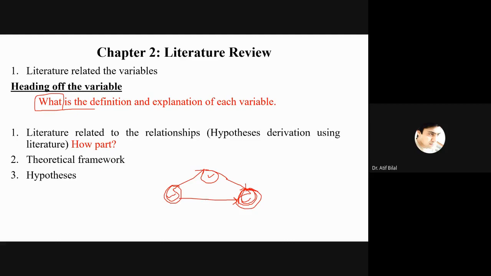For example, if one of my variables is organizational commitment, I am going to write about organizational commitment as my first heading. So I'll give my heading organizational commitment and I will start writing about everything about organizational commitment. Then I will write about my second variable, for example, turnover intention or whatever the variable is. And then I will write about the organizational performance or the employee performance, which is my third variable.